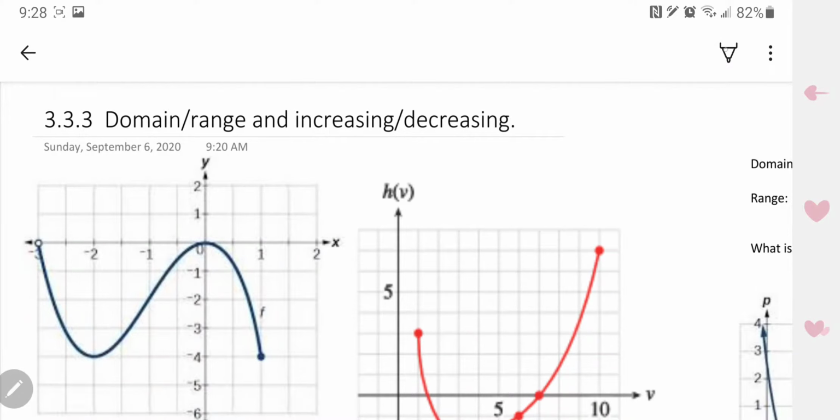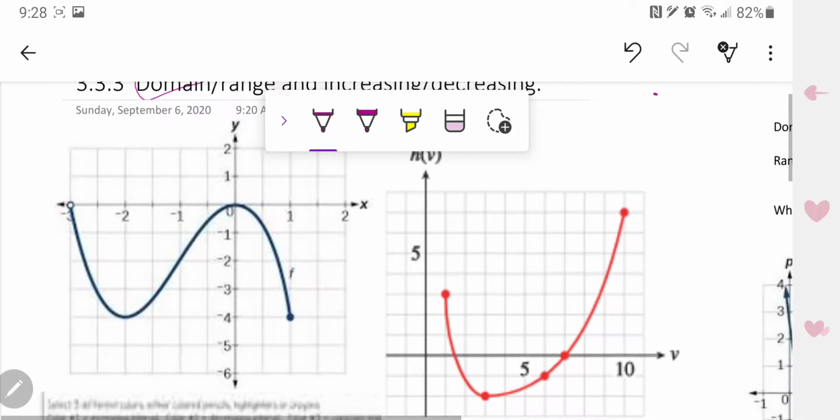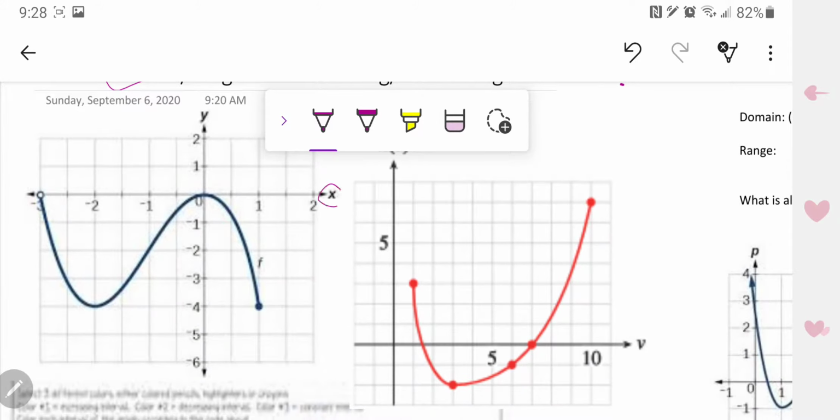Okay, so this is a video for domain and range and increasing and decreasing functions 3.3.3 on Apex. So domain is your X values that are used and your range is your Y values. So on this first picture here that is blue, our domain is all of our X values. You want to say from the smallest to the largest.